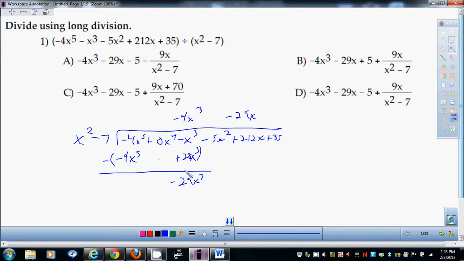Multiply that back through, and you get negative 29x cubed. Holy mackerel. Plus 203, that's not right. Yes, it is. Plus 29 times 7, 140, 63, 203, positive 203x. Dot, dot, dot. That's going to come down along with the x squared. Minus parentheses. Negative 5x squared is going to come straight down. 212 minus 203 is plus 9x.